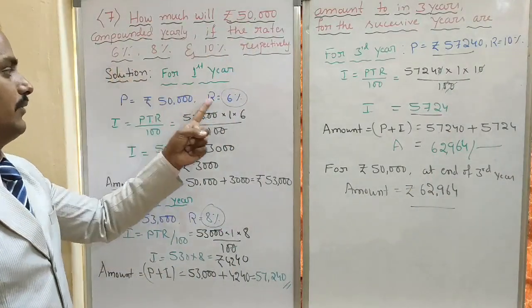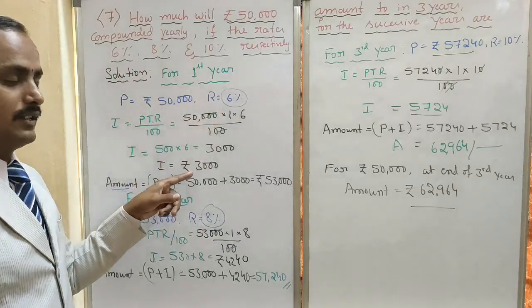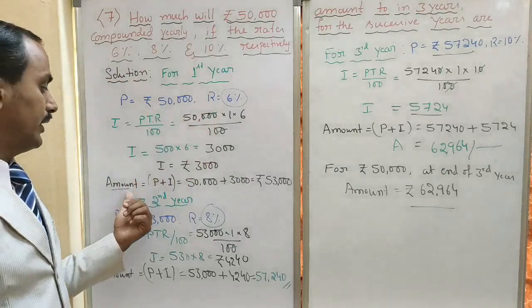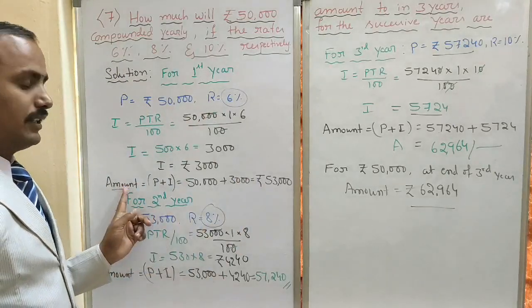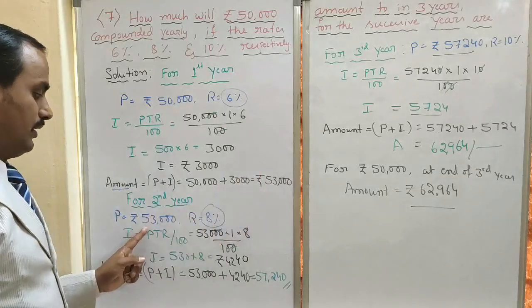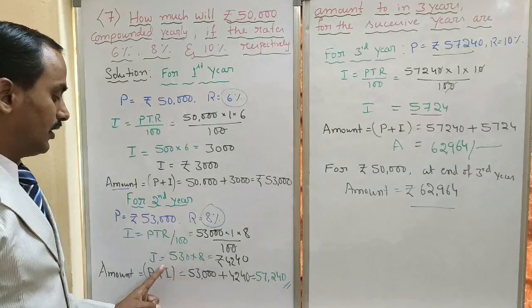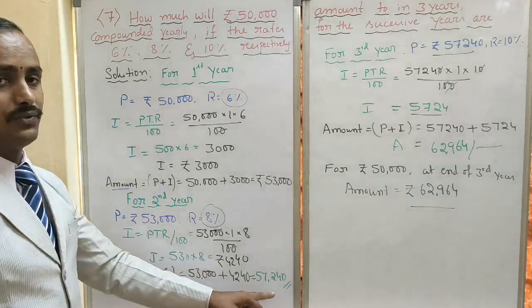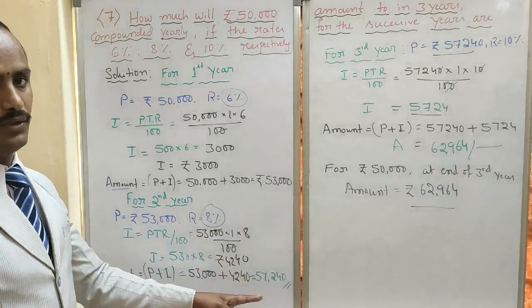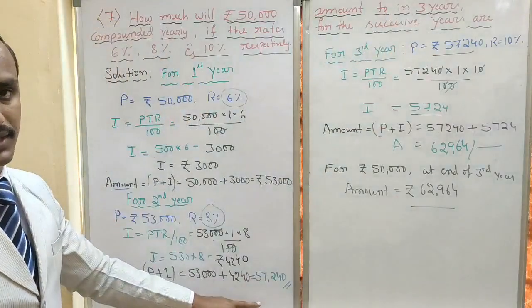First, given principal I considered for the first year. The first rate of interest I considered. Substituted in the interest formula, I got the interest. Then finally I found the amount at the end of the first year. For the second year, the amount at the end of the first year became the principal and the rate of interest is 8%. I substituted all the values in the interest formula. Then I got the interest amount. Then amount is equal to 57,240 at the end of the second year. If they ask for the amount in 2 years, this is the conclusion answer.